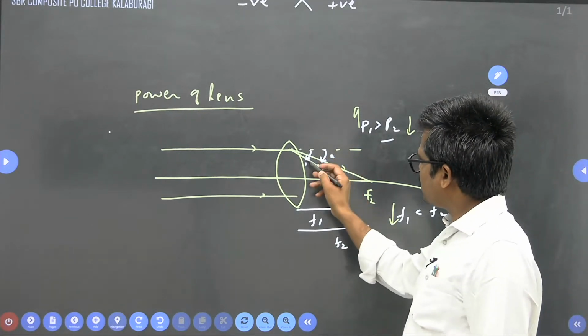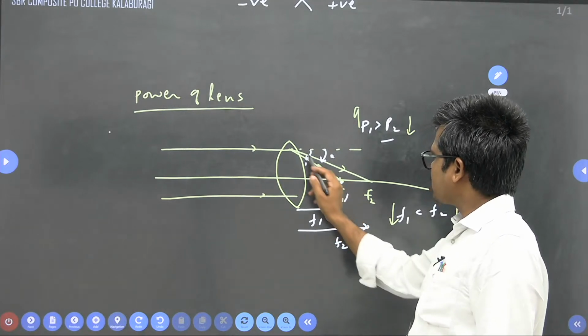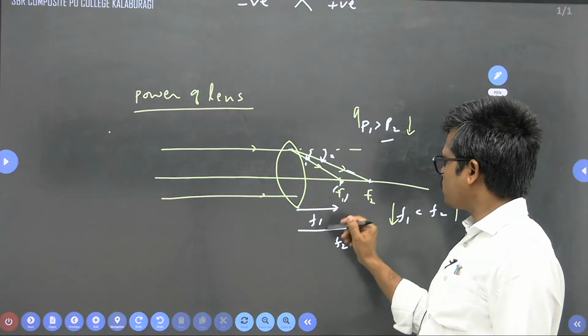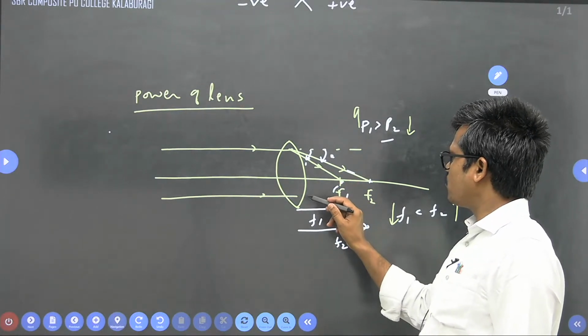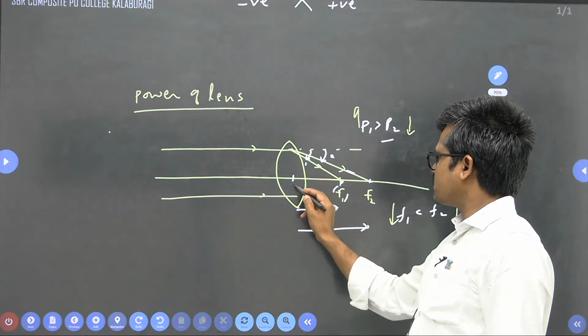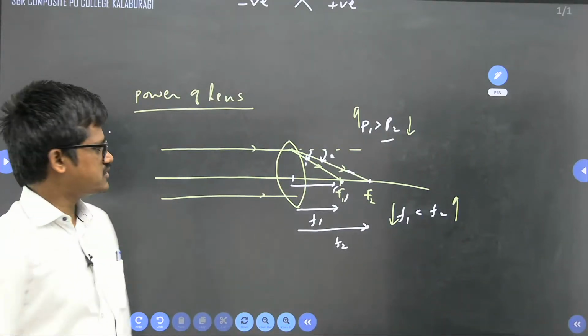Got my point? Here the first lens is converging the ray in this direction and focus is this. Second lens is converging the ray and bringing it here. So we have converged more, we have deviated more. So the first lens is deviated more, which means focal length is less here. Then what could be the answer for this?